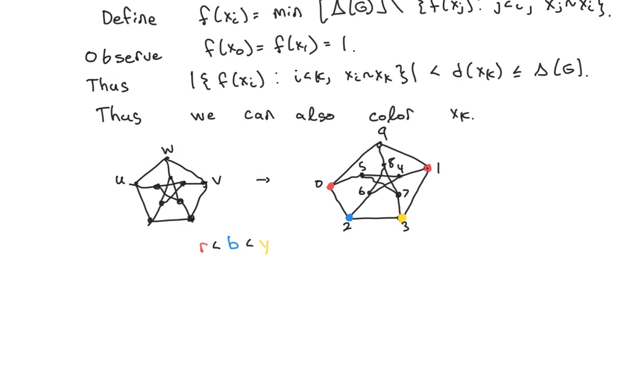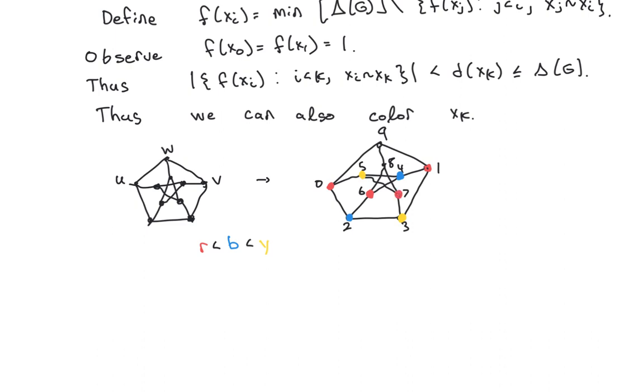Now if I look at vertex 4, it is adjacent to only a red vertex, so I have to color it blue. 5 is adjacent to a red and blue vertex, so I have to color it yellow. 6 is adjacent to 2 blue vertices, so I have to color it red, as that's the smallest available color. 7 is adjacent to only yellow vertices, so I have to color it red.